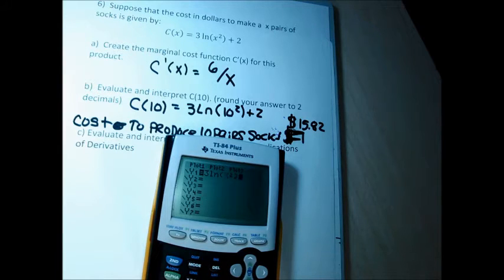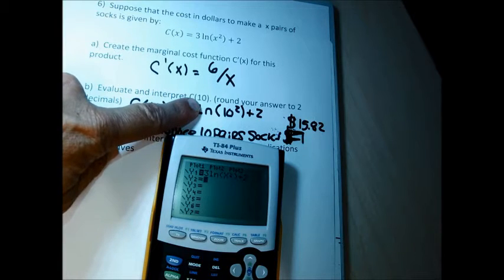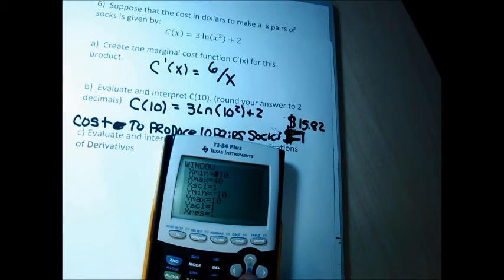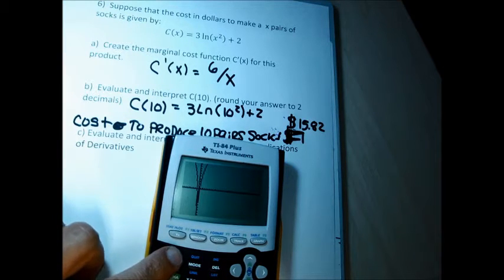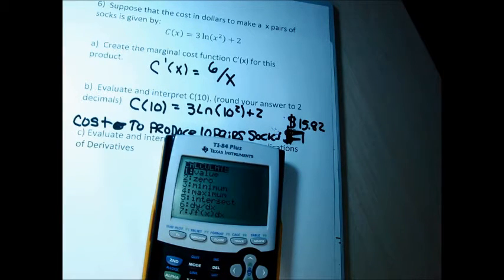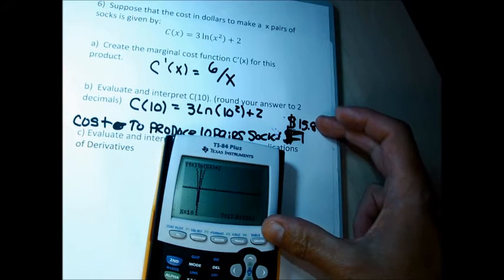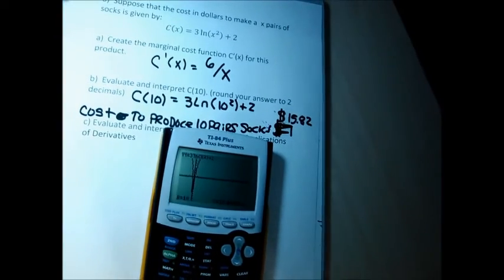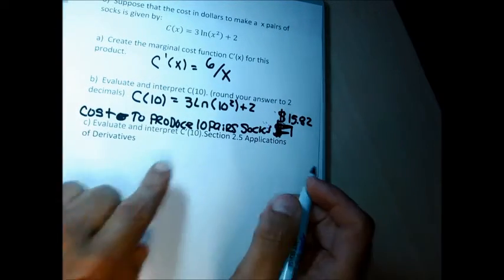And again, I feel good about going to the y equals screen, putting the original function 3 ln of x squared plus 2 in it, setting my window up so that at least the x max is bigger than 10. My x max is 40, which is bigger than 10, so I don't need to reset it. It's going to sketch a graph, and I don't care much about what I see. I'm going to go second calc value and type in the number 10, and it gives me exactly that 15.82. So I'm done with part B, and I've even confirmed my answer because I got the same y from both screens. Now I'm going to go on to part C, evaluate and interpret c prime.